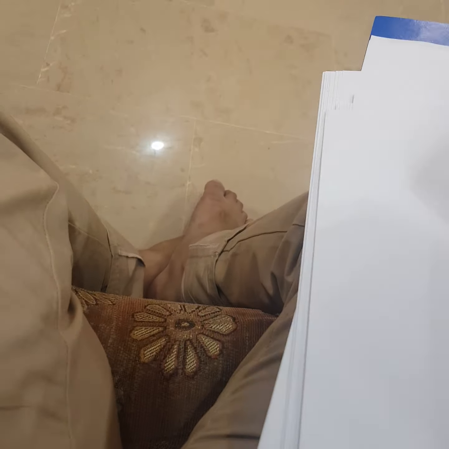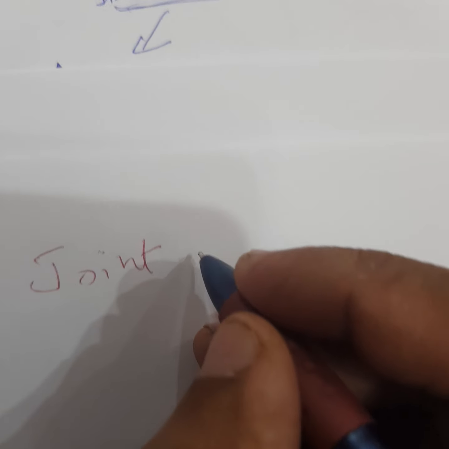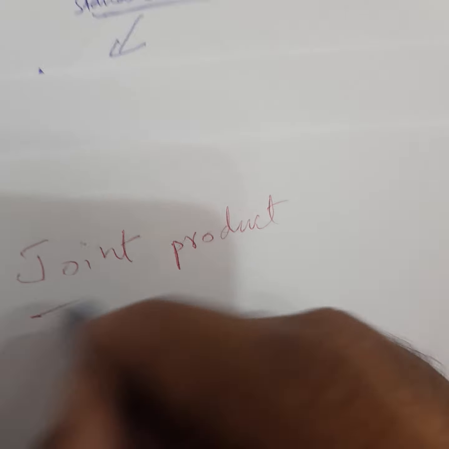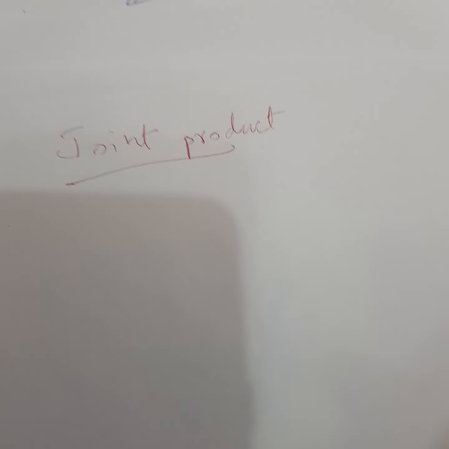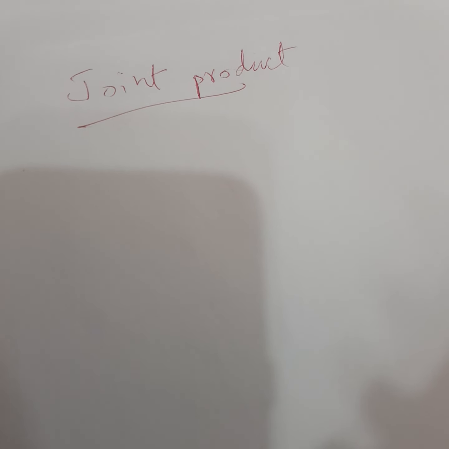Then there are some other terms that we need to explain. The first term is joint product. What is a joint product? Two or more products that are produced from a common input.